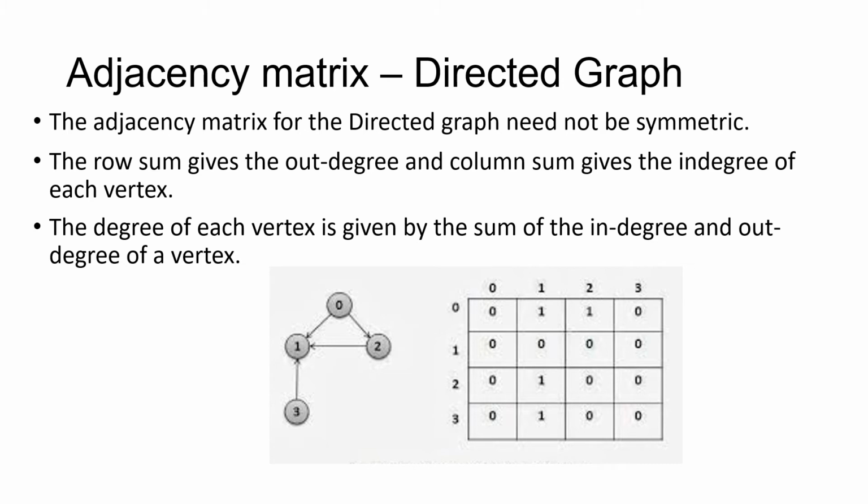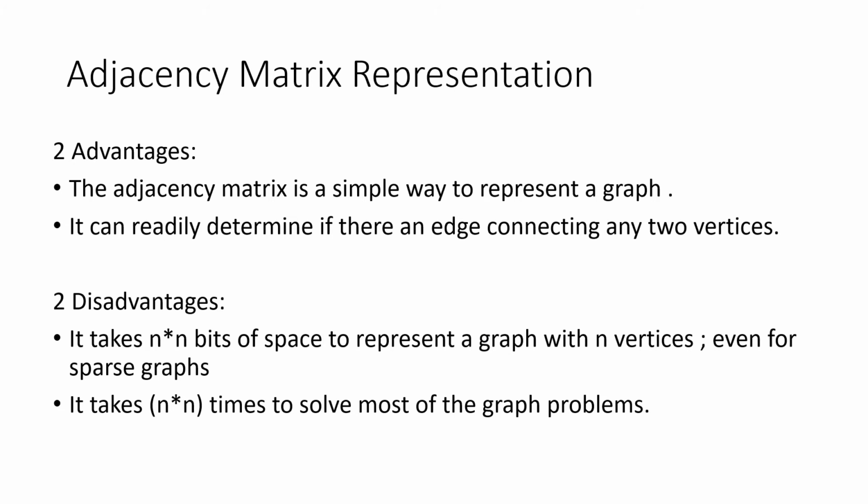The out degree of a particular vertex is calculated by the sum of the row elements of the adjacency matrix, while the in degree of a particular vertex is calculated by the sum of the column elements. Thus, the degree of each vertex can be calculated by the sum of the in degree and out degree of that vertex. Now we will see some advantages and disadvantages of matrix representation of a graph.